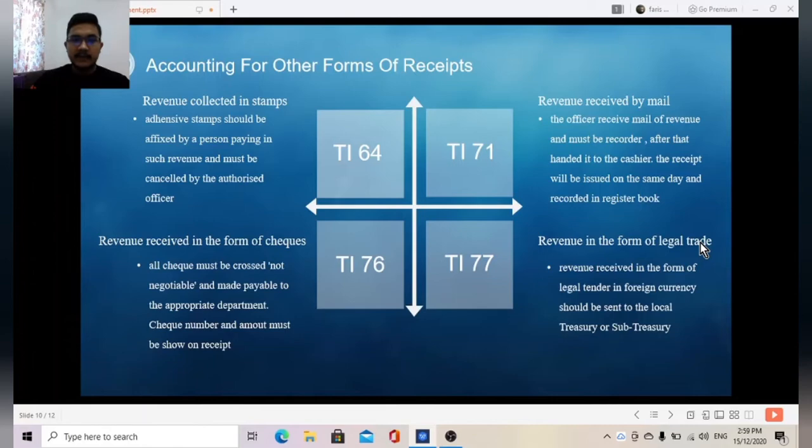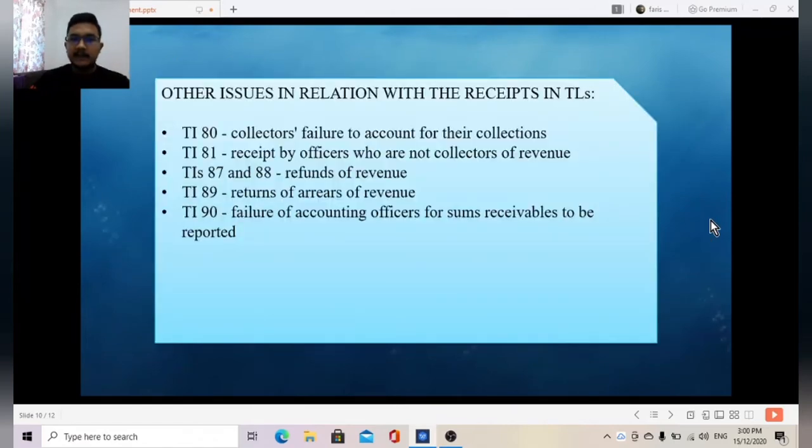So the last content that we can get from this chapter is accounting for other forms of receipt. TL64 is about revenue collected in stamp. TL71 explains about revenue received by mail. TL76 explains about revenue received in the form of check. TL77 explains about revenue in the form of legal tender. Other issues in relation to the receipt in TL: TL80, TL81, TL87 and 88, TL89 and TL90.